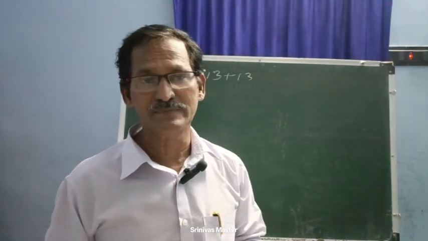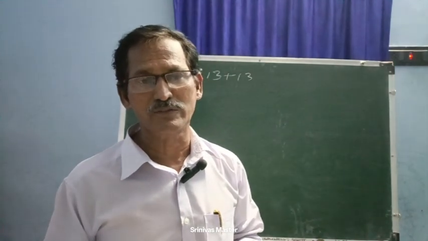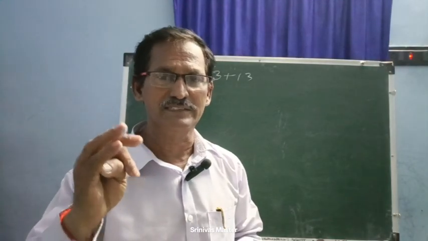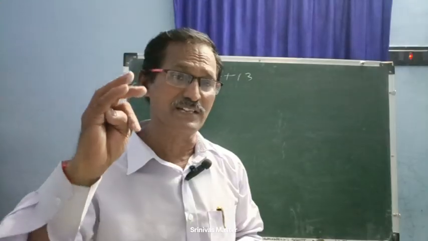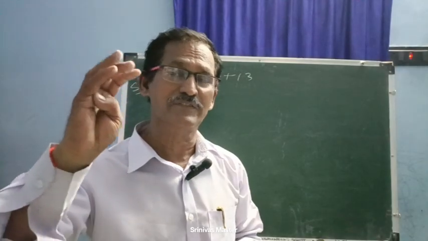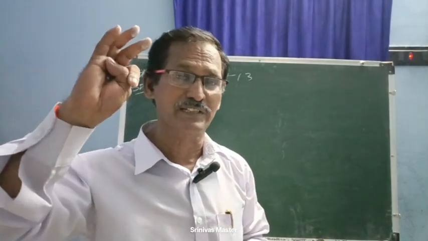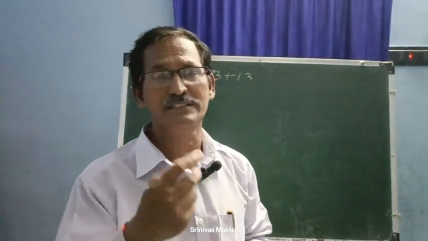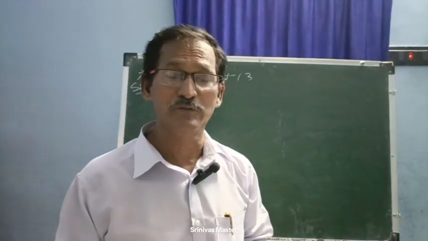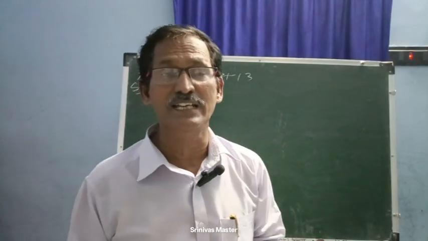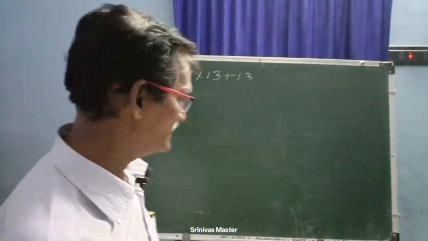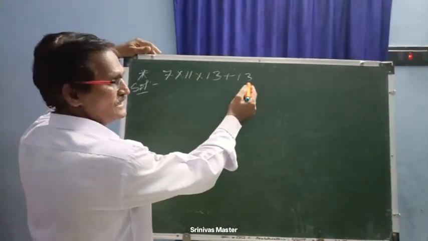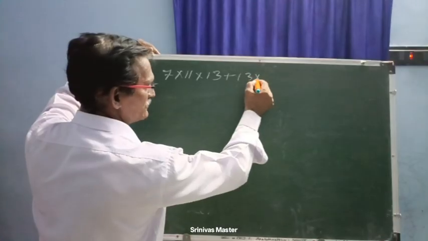If you take 17, what factors are there? 1 is one of the factors and 17 is the other factor. How many factors do you get? 2 factors. So when you get exactly 2 factors, they are prime numbers. Only with more than 2 factors can you say it is a composite number. Now let's check this: 7 into 11 into 13 plus 13. Simply you can write 13 into 1.